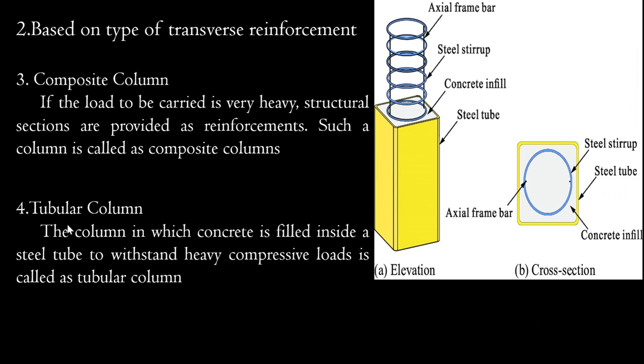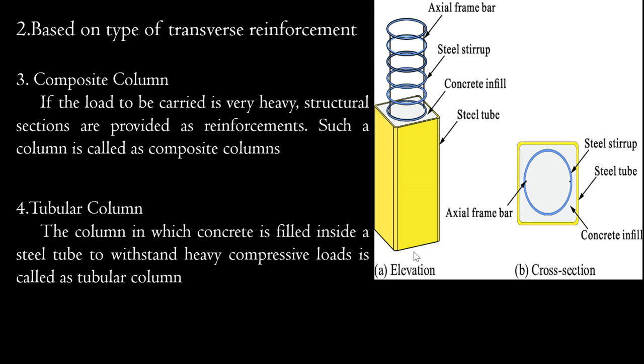Now the next one is tubular column. Tubular column means here there will be the main reinforcement, that is your axial bars. Then there will be steel stirrups, that is your transverse reinforcement. There will be a steel tube encasing this. There will not be formwork, we will be having only the steel tube, and the concrete, the main reinforcement and the transverse reinforcement will be poured inside this.